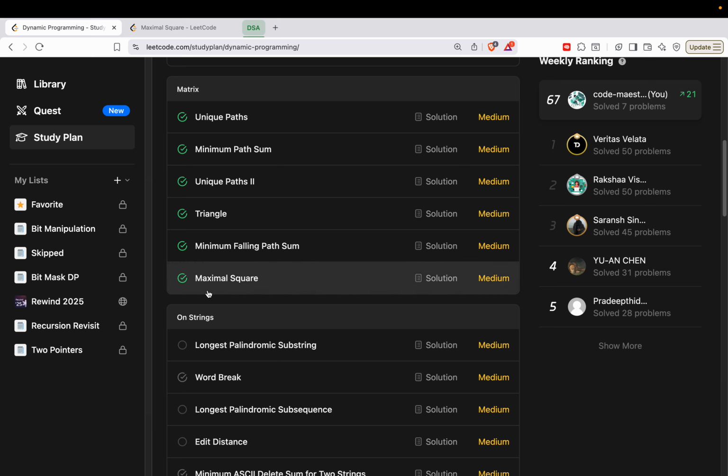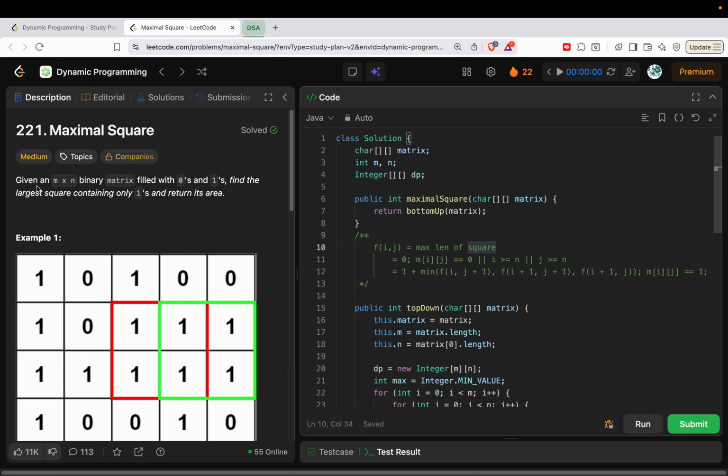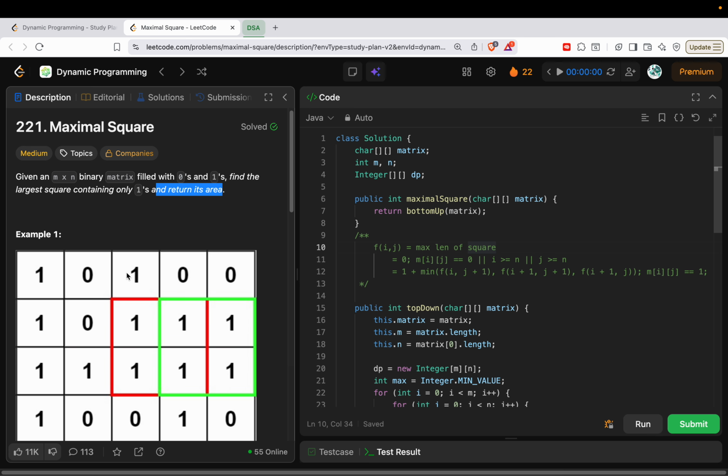Let's solve the 12th problem of the dynamic programming study plan, Maximal Square. Let's look at the problem description. Given an m by n binary matrix filled with zeros and ones, find the largest square consisting of only ones and return its area.